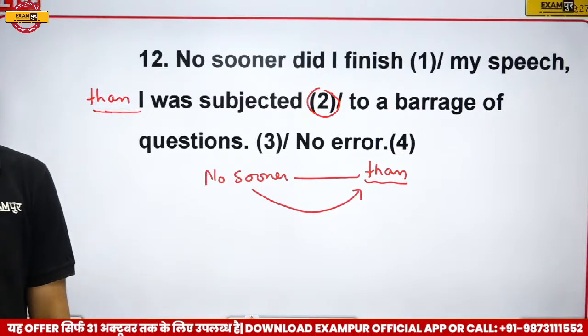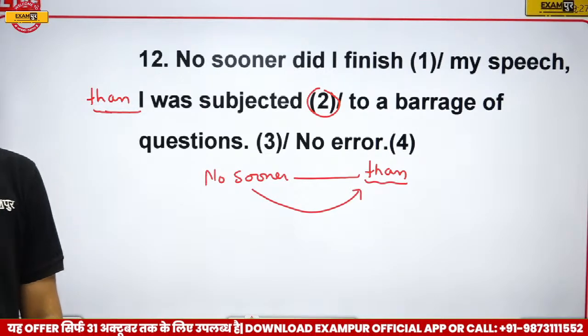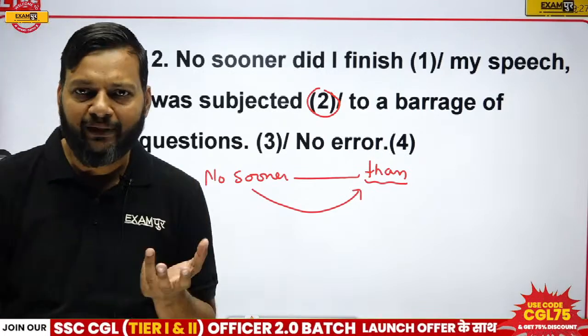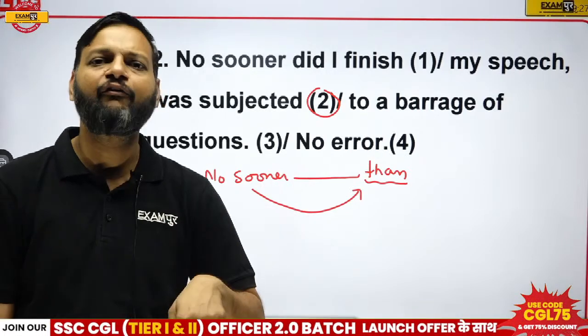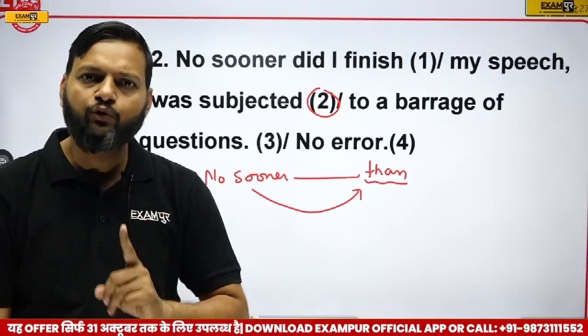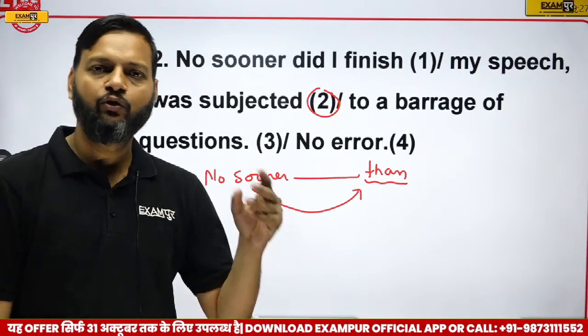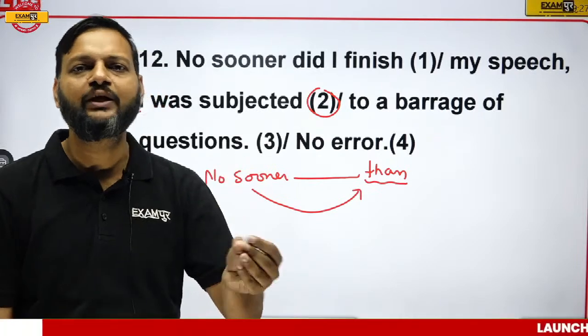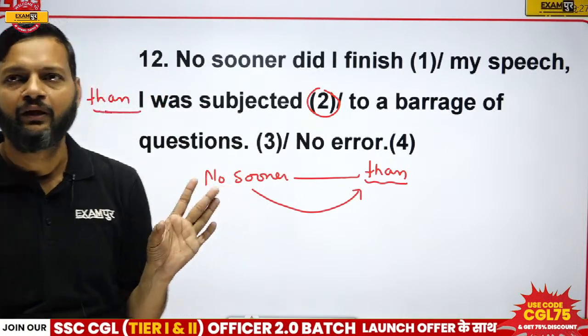Sakshi, Prajwal, Sanjeev. Sanjeev, if no sooner is in the beginning of a sentence, it has to be followed by a helping verb. So no sooner did is absolutely correct. No sooner is always followed by a helping verb. Okay, Sanjeev?